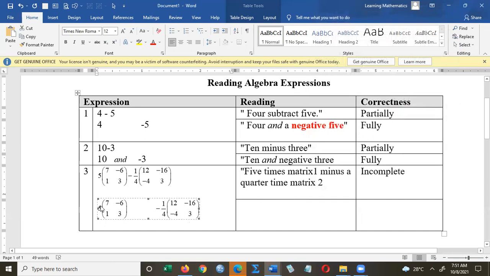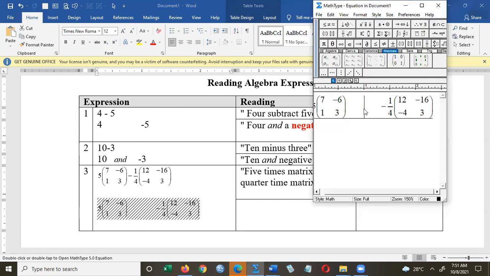That's 5 times all the elements in that matrix there, 5 times 7, 5 times negative 6, 5 times 1, 5 times 3. You get one matrix by itself, because 5 is a scalar quantity, and that negative a quarter is another scalar quantity multiplying. So negative a quarter by 12, negative a quarter by negative 16, negative a quarter by negative 4, negative a quarter by 3. And then you get 2 matrices, and implicitly there's an AND happening between them.